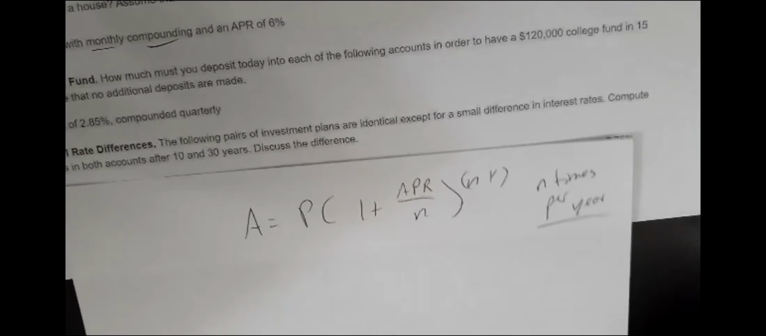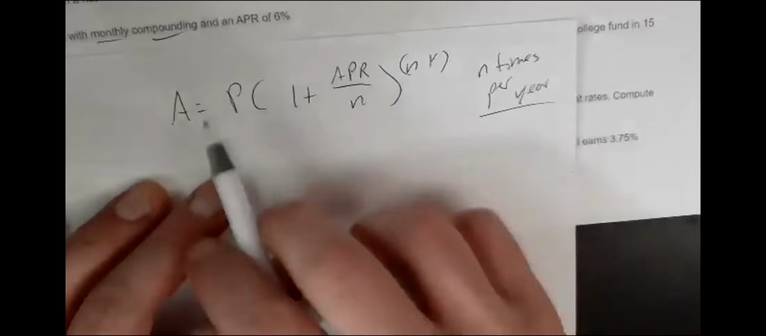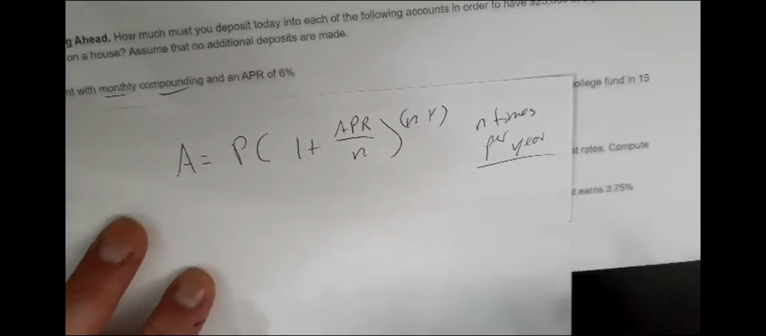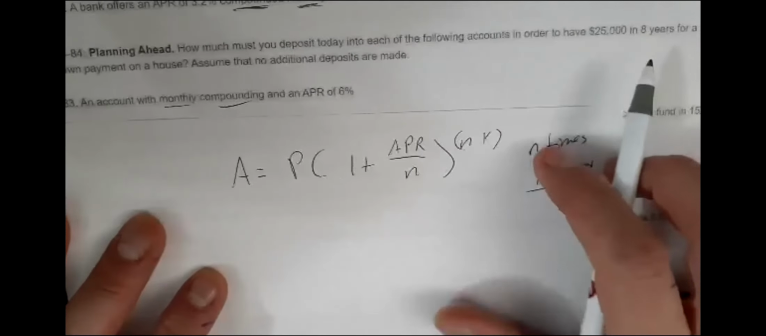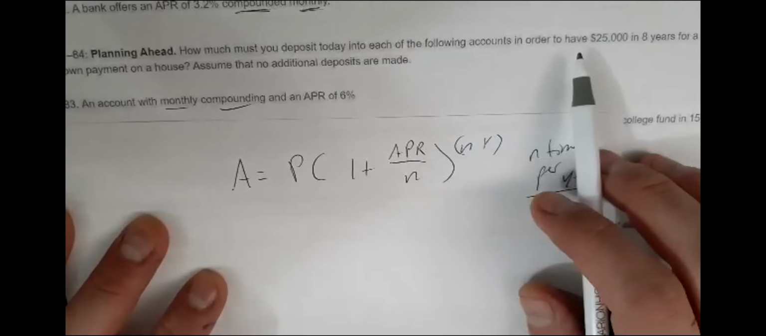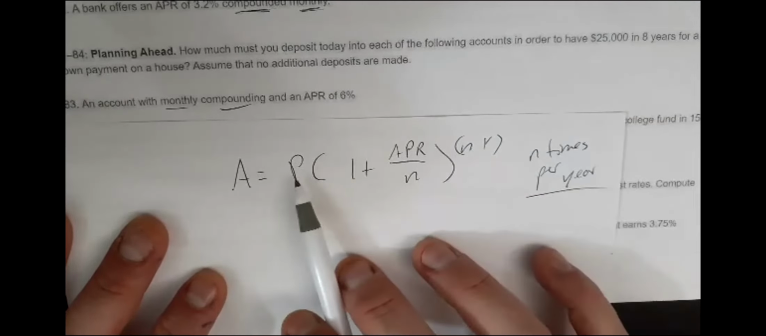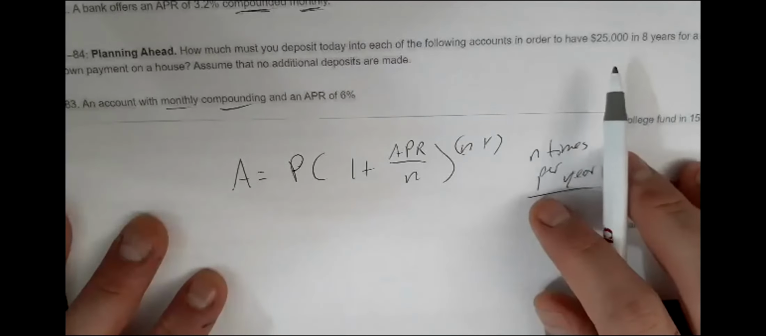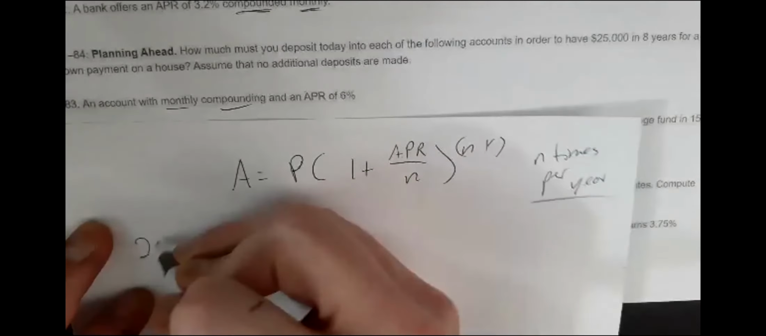So back to this one. The second I see compounded monthly or monthly compounding, I know I'm using this formula. I know my principal. I don't know my principal in this one, so that is what we want to figure out. But they say in order to have 25K. So this 25K is not our principal. That is going to be which one? Our A? That's going to be your accumulated amount.